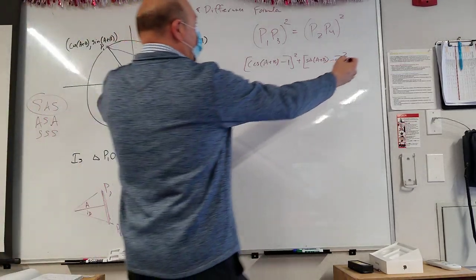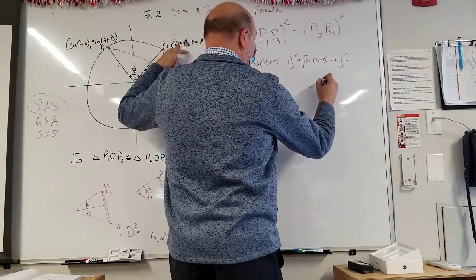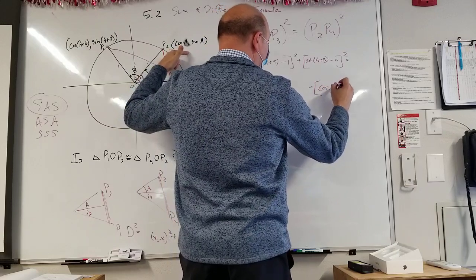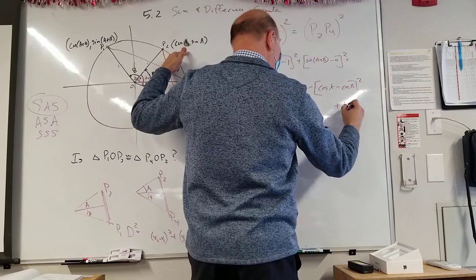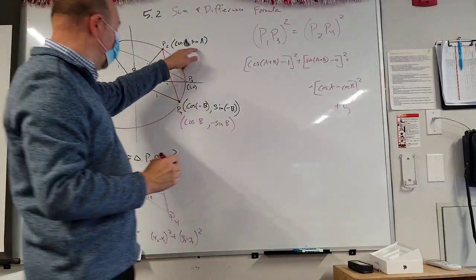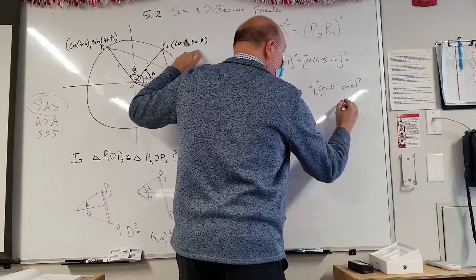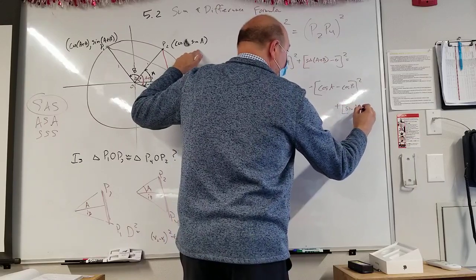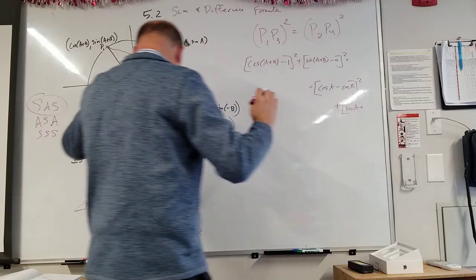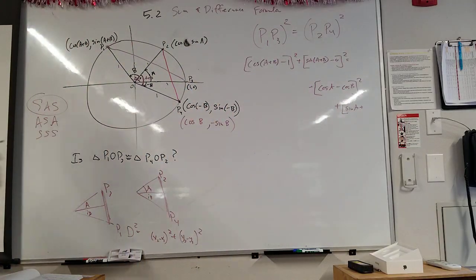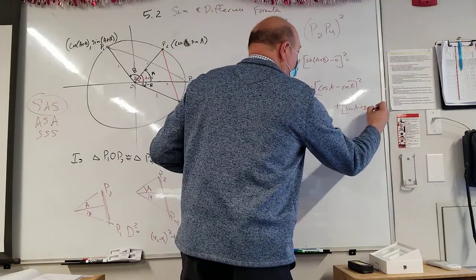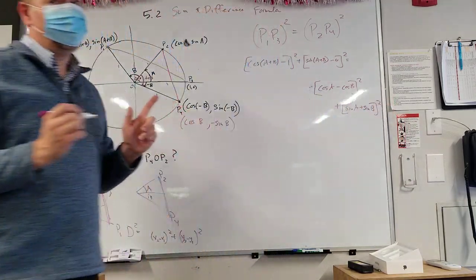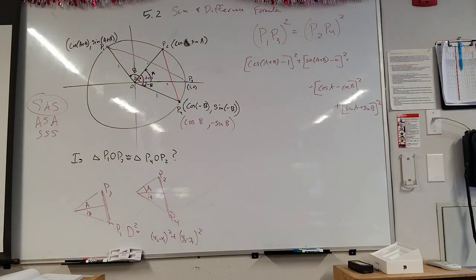So the other side is going to be cosine of A minus cosine of B, squared, plus, with my x's subtracting each other, sine of A plus a negative. Will we put a plus sign in there already? I think so. Sine A subtracted negative sine B would be this right here. Are we good? The rest is just a little bit of pre-algebra.